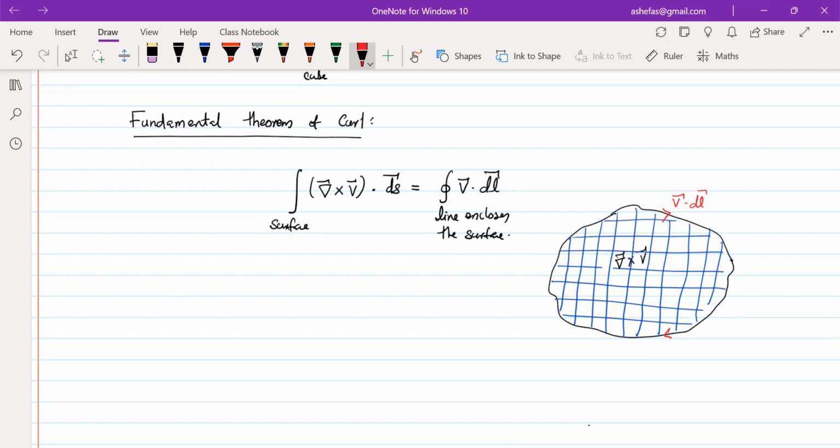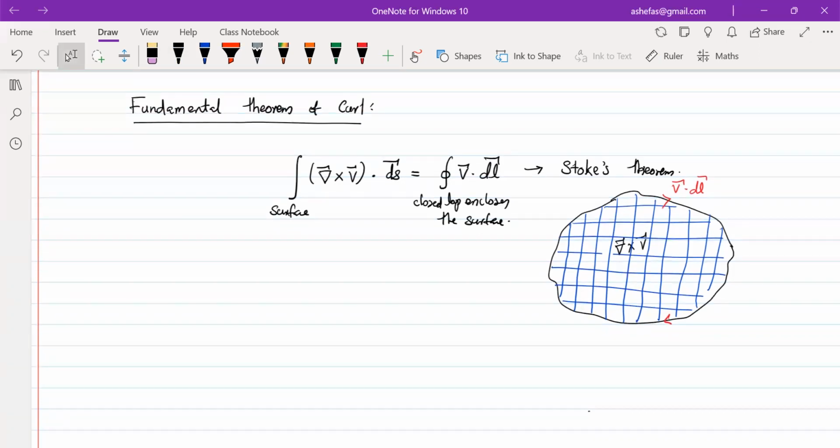We can call it the closed loop, I think that would be the better word. Closed loop encloses surface. So this is called the fundamental theorem of curl, and some textbooks also call it Stokes theorem. So again, no proof is required for this theorem as well. But we can get one piece of information from this theorem.